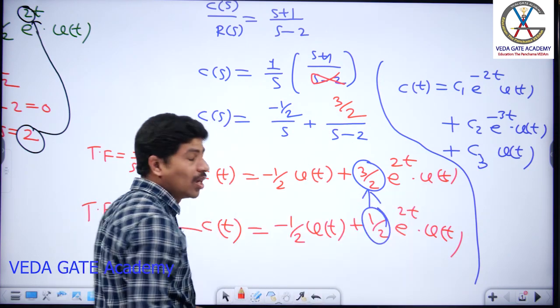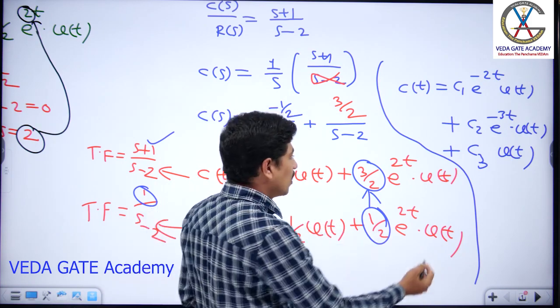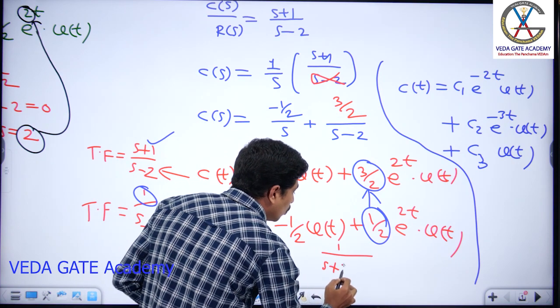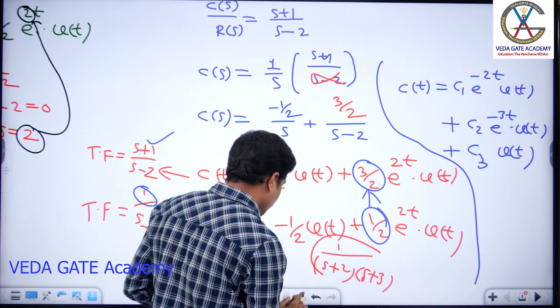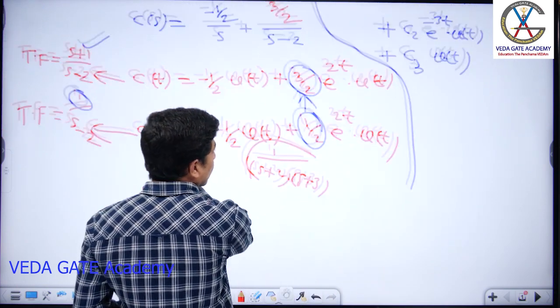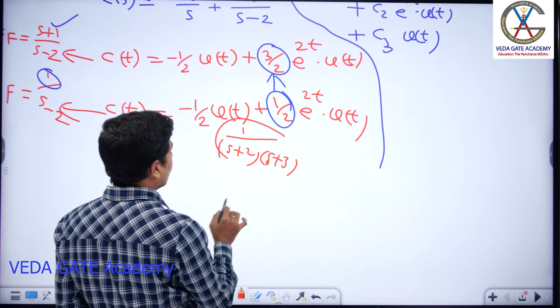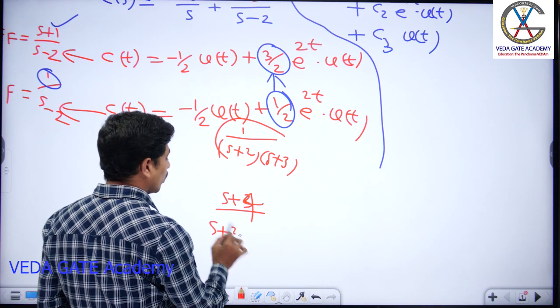Suppose we take a system with some fixed poles, and we are continuously changing its zeros. For example, we have taken a system like this, 1 by (s plus 2) into (s plus 3). Now this is one system. Another system, we have taken another system like this: (s plus 3) by (s plus 2) into (s plus 3).